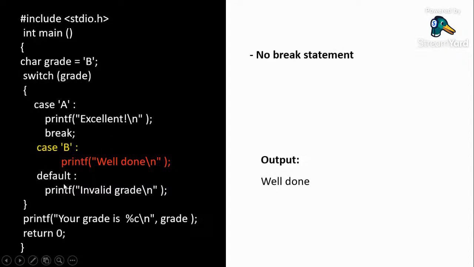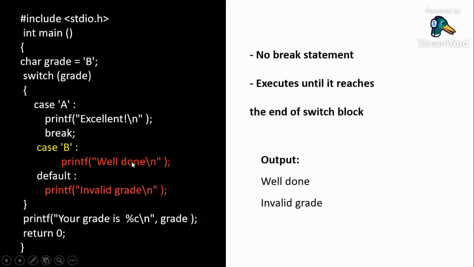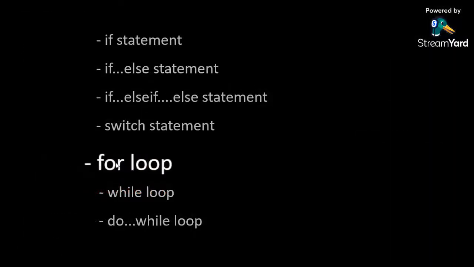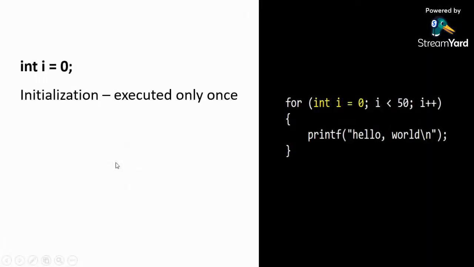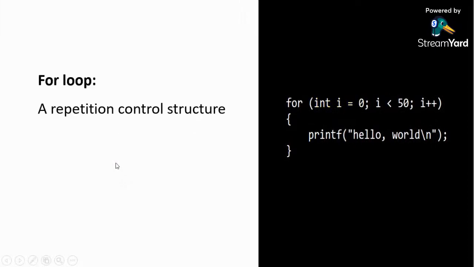Because there is no break here, even the default gets printed, so invalid grade also gets printed. Whenever there is no break in the switch statement, all the cases below that will get executed. Next comes the for loop. How a for loop works is basically you'll have three parameters here: initialization, condition, and the implementation part.